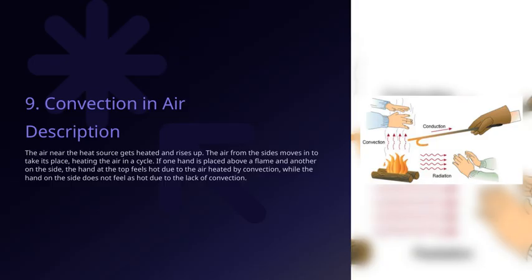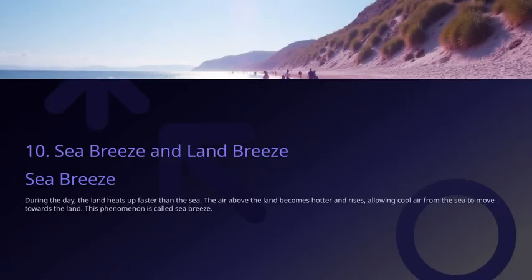Understanding this cycle helps us see how heat is transferred efficiently through the movement of air. All right, now let's talk about the sea breeze. During the day, the land heats up much faster than the sea does. This causes the air above the land to become hotter and to rise. As the warm air rises, cooler air from over the sea moves in to replace it. This movement of air from the sea toward the land is what we call a sea breeze.